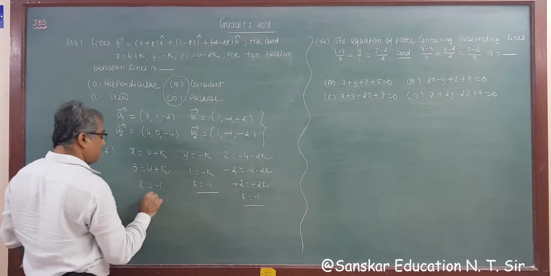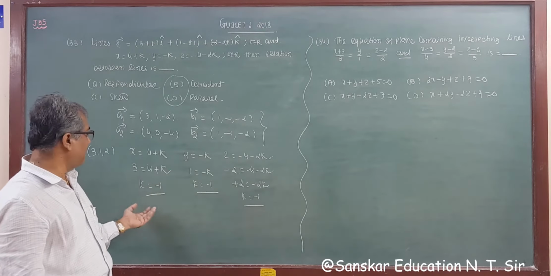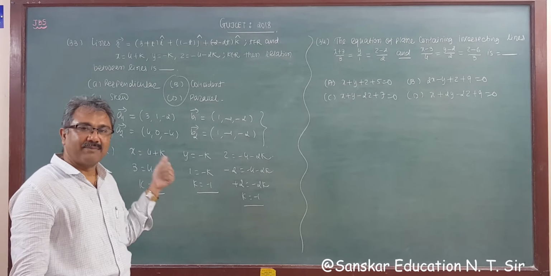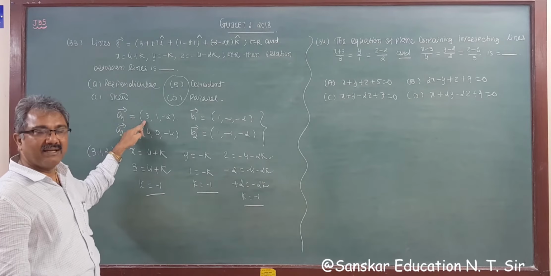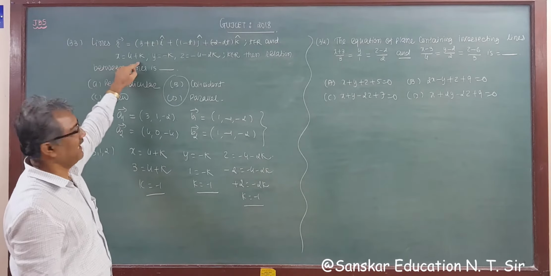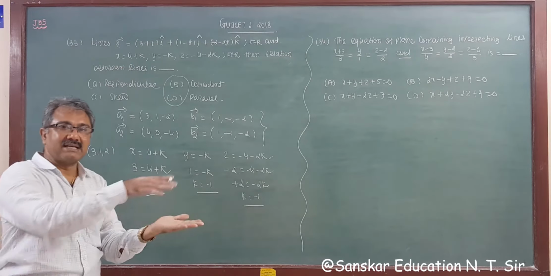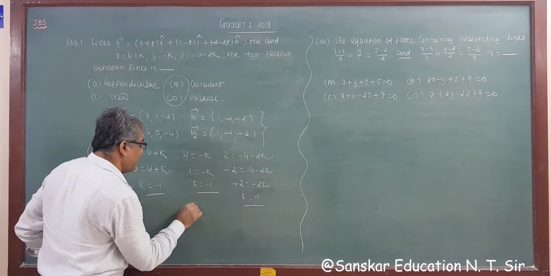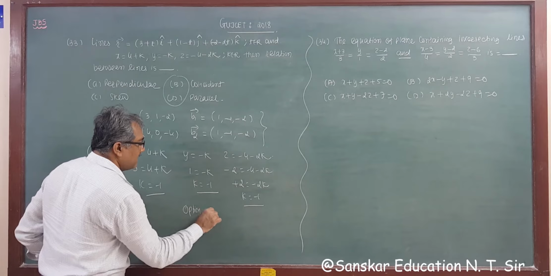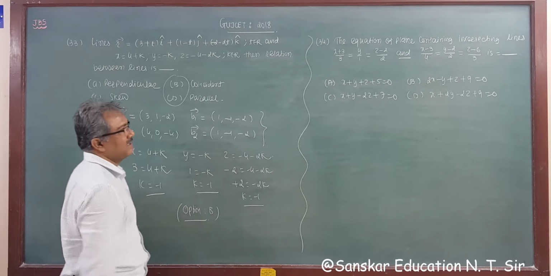So in all x, y and z coordinates we have k equal to minus 1, the same. That means the point lies on the second line, so both lines coincide, that is, they are coincident. So option B is the correct answer.